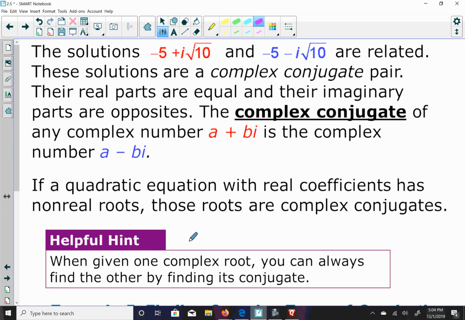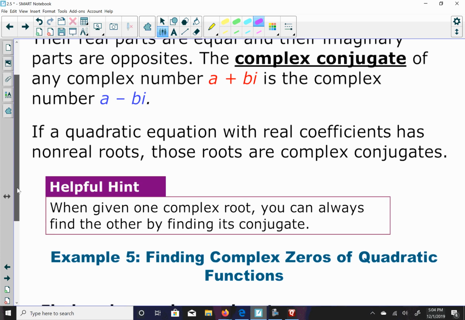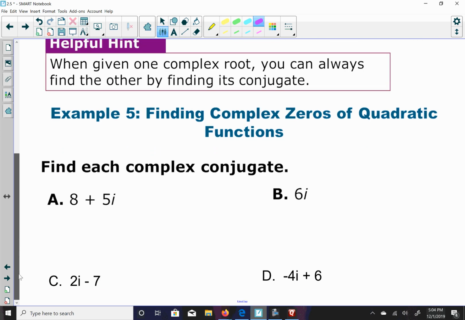If a quadratic equation with real coefficients has non-real roots, those roots must come in conjugate pairs. This hint says that if you're given one complex root, you can always find the other by finding its conjugate. So we're going to practice finding the conjugates. The first one's pretty straightforward. I have 8 plus 5i.